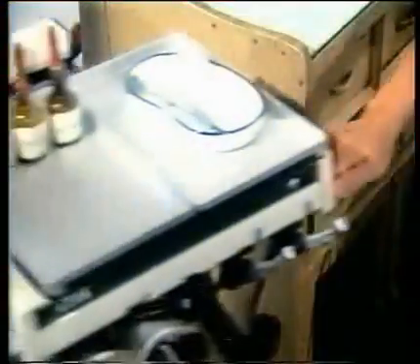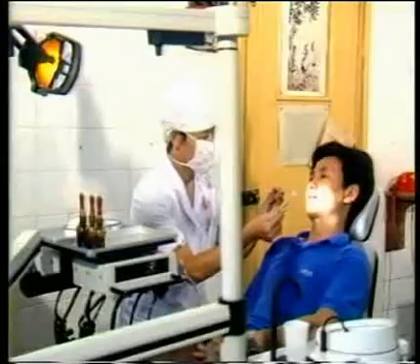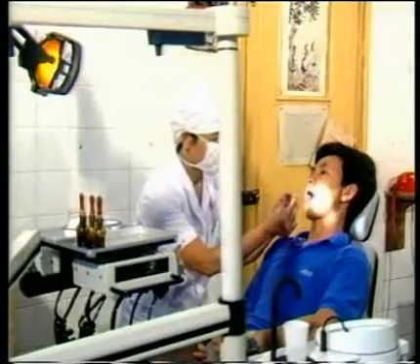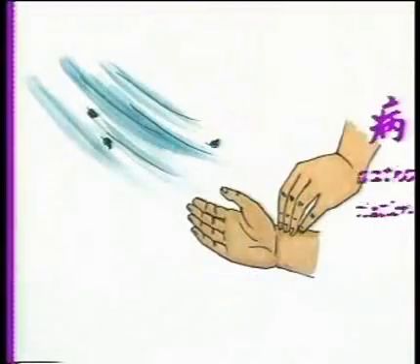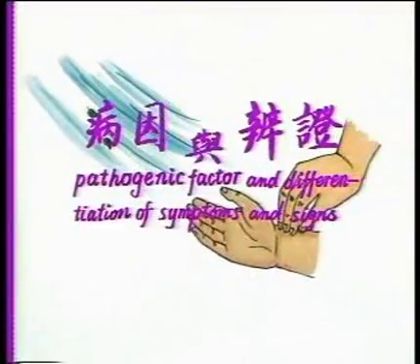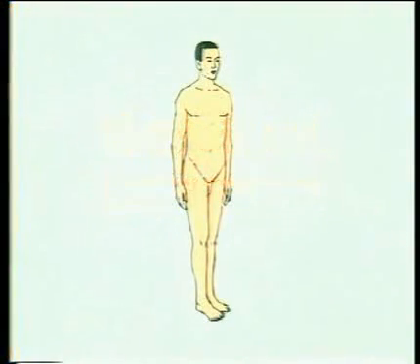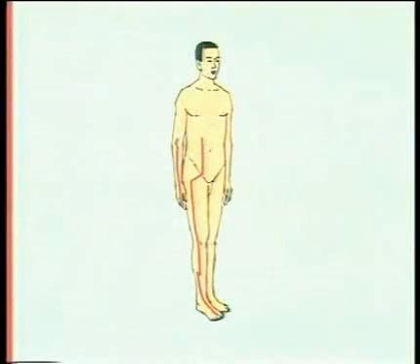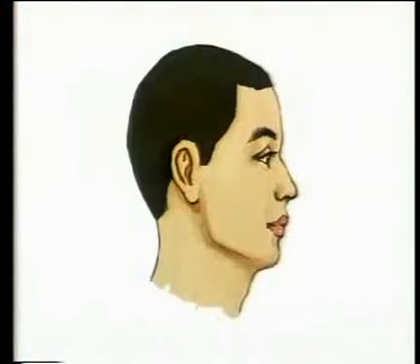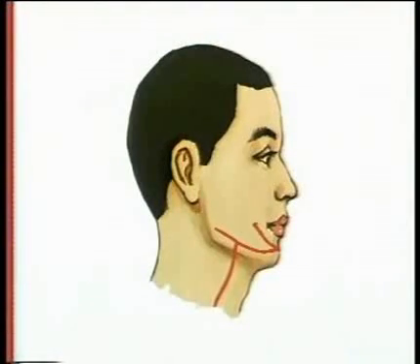Toothache. The causes of toothache are numerous. Dental or periodontal diseases may result in toothache. Pathogenic factors and differentiation of symptoms and signs. First, toothache may result from abnormal fire rising along the Yangming meridian, as the stomach meridian goes into the upper gums and the large intestine meridian goes to the lower gums.